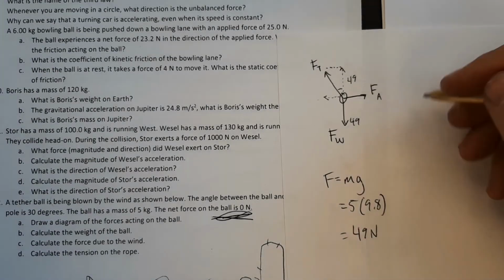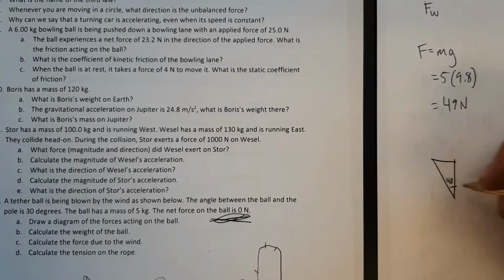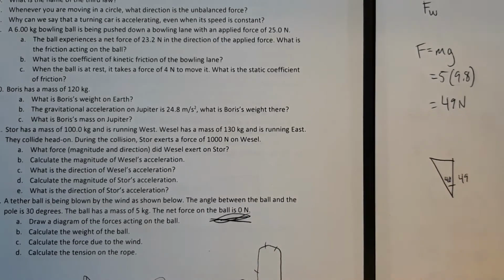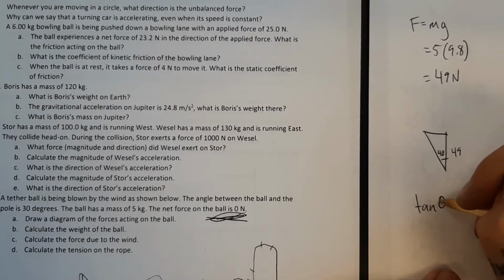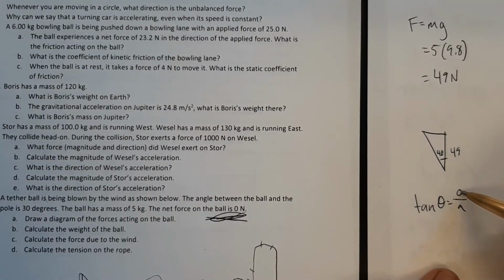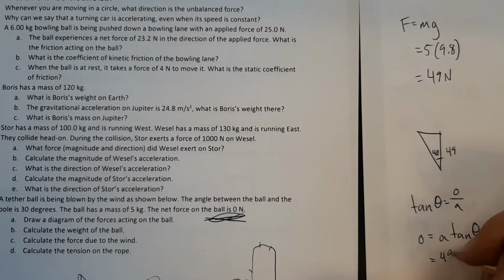Okay, so looking at that triangle, let's redraw that. We've got an angle of 40. We've got an adjacent side of 49, and we're looking for this opposite side over here. So a trig function that has opposite and adjacent would be tangent. Tangent of our angle equals opposite over adjacent. We're looking for that opposite side, so we're just going to multiply our adjacent side over. All right, so that opposite side, the force due to the wind, will be equal to our 49 times the tangent of our angle.